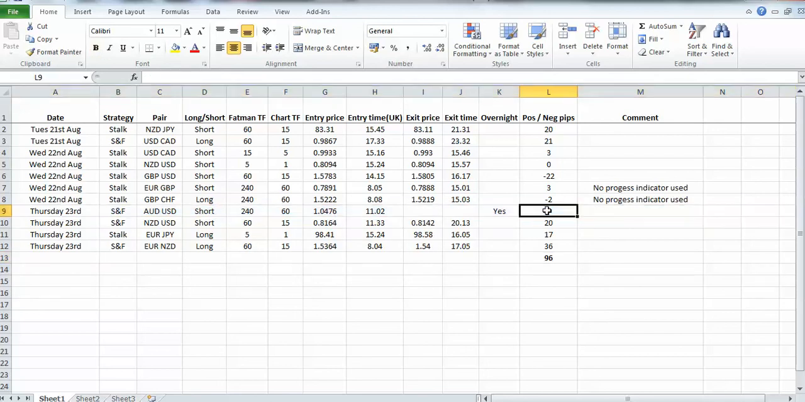That might come in a loss or a profit. We've got to wait and see, and then we've got tomorrow morning's trades, which is Friday, to place here.